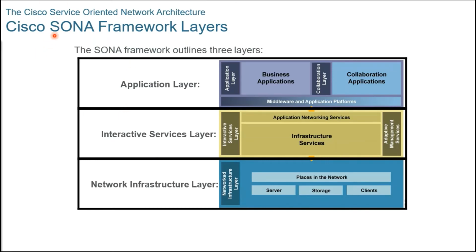Cisco SONA Framework layers. The SONA Framework, as shown here in the figure, shows how integrated systems can allow a dynamic, flexible architecture and provide for operational efficiency through standardization and virtualization. So the key point for the SONA Framework layer would be, in the SONA Framework, the network is the common element that connects and enables all components of the IT infrastructure. So the SONA Framework defines the following three layers here. Okay, you've got the network infrastructure layer, interactive services layer, and application layer.